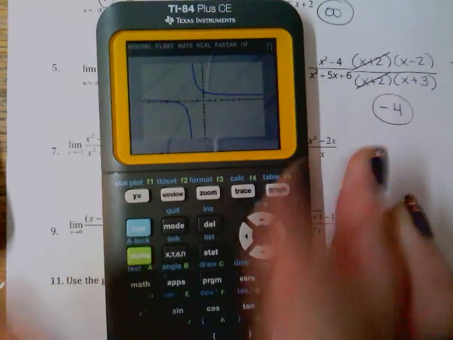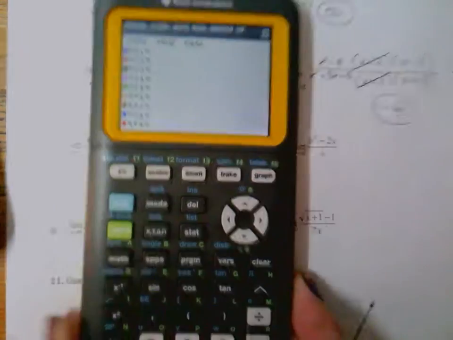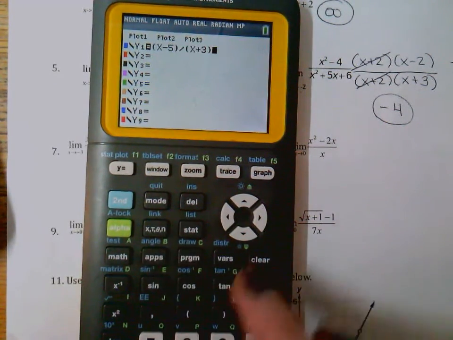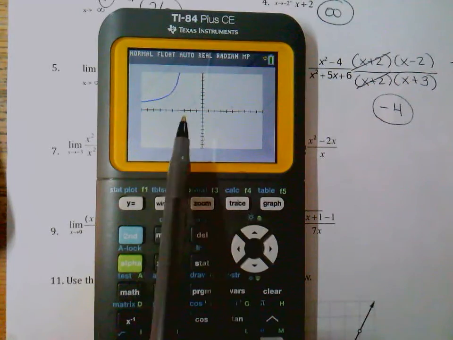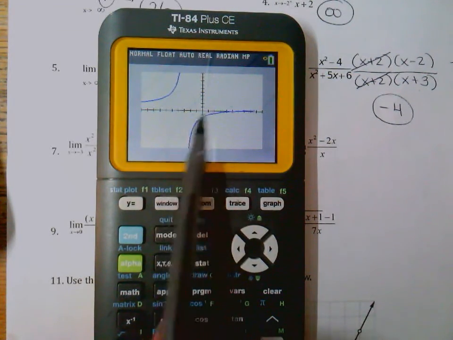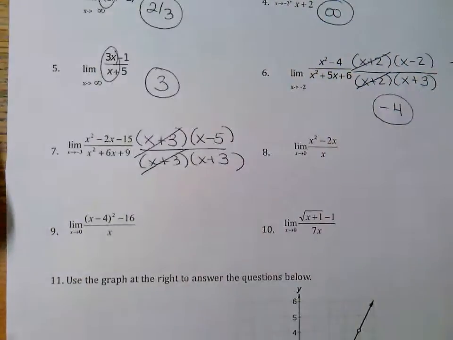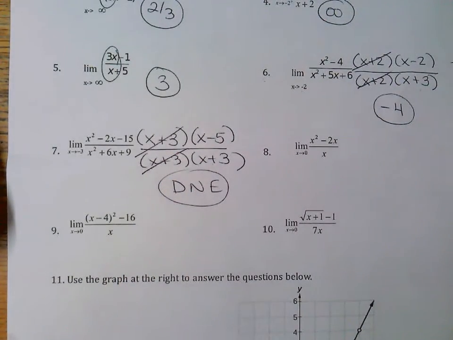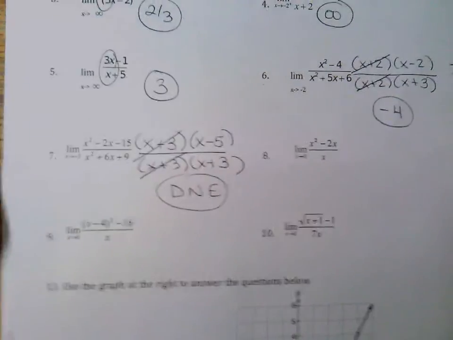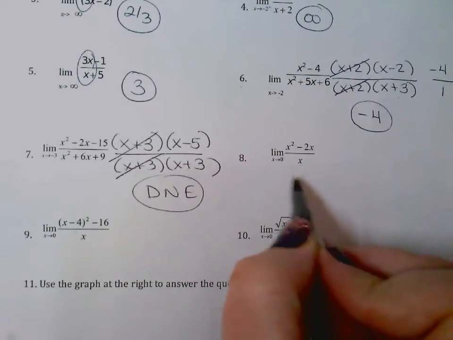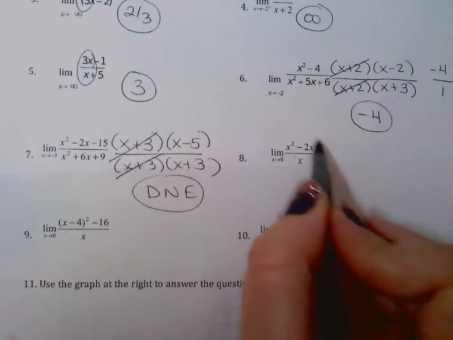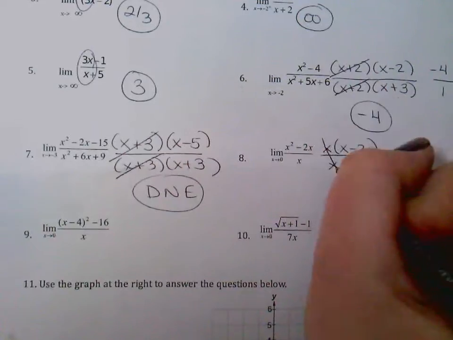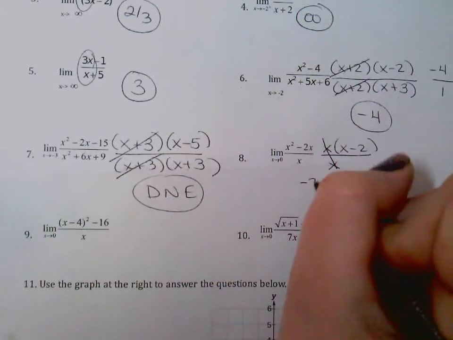So what I do is I can go to the graph and I want to look at x minus 5 over x plus 3, the new function. What's happening at -3? So at -3, the ends are going in opposite directions. So this time the limit just straight up does not exist. In example 8, I can't plug in 0. I get 0 in the denominator. So I'm going to factor out an x. So I'd have x times x minus 2 over x. When I plug in 0, I get -2.